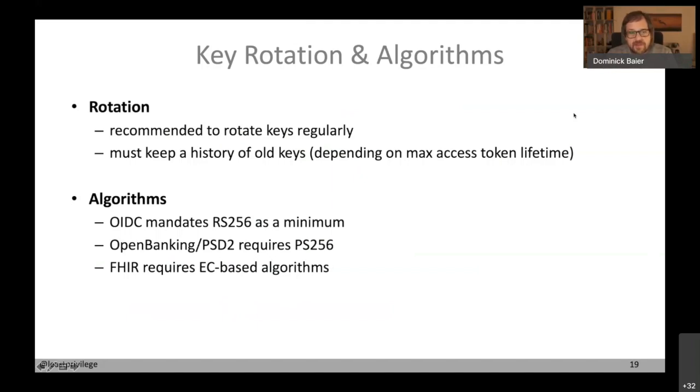But newer specs like the Open Banking or PSD2 spec require PS256, which is an updated version of that. The idea is that with RSA, if you sign the same piece of data multiple times, the signature will always be the same. But with PS, the signature will look different every single time, which gives a crypto analyst less data to work with. That's why this is a better, more secure algorithm. Standards in the healthcare sector require things like elliptic curve-based algorithms, for example. So long story short, you can do all these things, but you have to do it, basically.